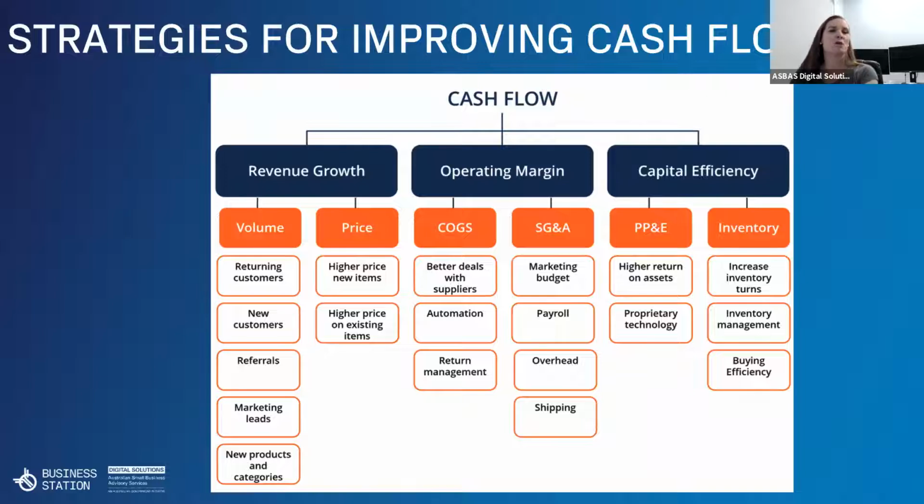So just to expand on these three main pillars, you've got revenue growth, I mentioned, which is essentially the volume of goods and services that you're selling, or the price at which you're selling it. Then you've got your operating margins, which is your cost of goods sold, and your selling, general and administrative expenses. Then you've got capital efficiency. That's really a question of how efficiently you're using your cash to operate and obviously to grow, so looking at your property, plant and equipment and your inventory. As I said, we're not going to go into absolutely every element that you see on the screen today, but we will go into many of them.